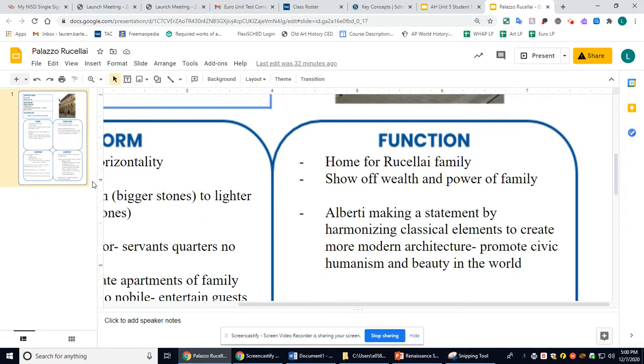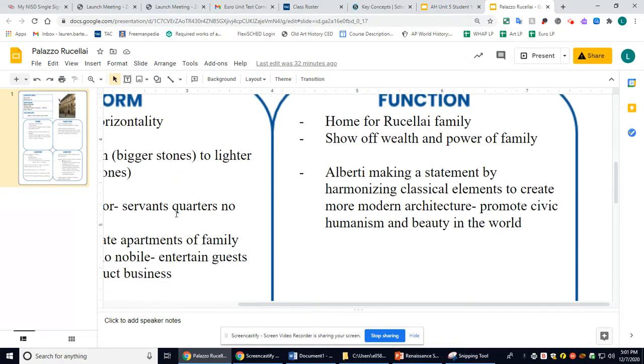But he's also very interested in humanism and promoting civic humanism and just beauty in the world. So that's another part of civic humanism, is that these people that are very wealthy use their wealth to help beautify their city and enhance the place where they live for other people. So that is a summary of Palazzo Rucellai.